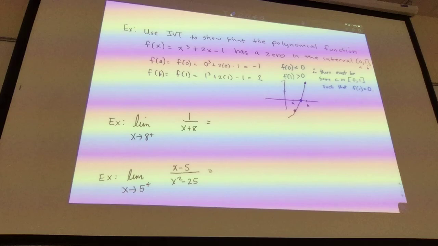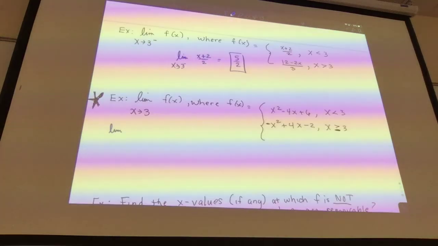We're going to look at it from the left and evaluate it. We're going to look at it from the right and evaluate it. And then what about those two? They have to be the same. Then we say the limit exists, and the limit of f of x exists. So let's do this. The limit.